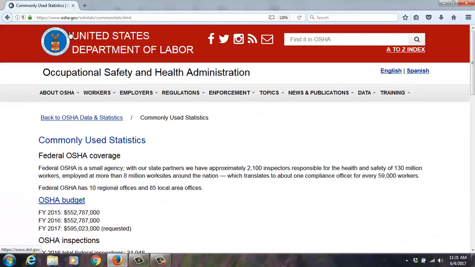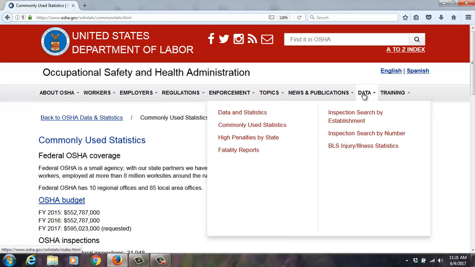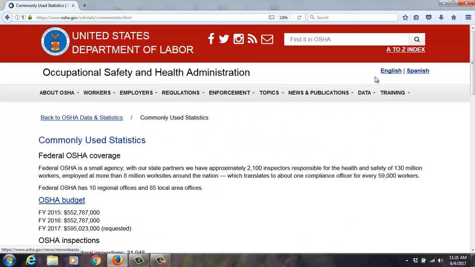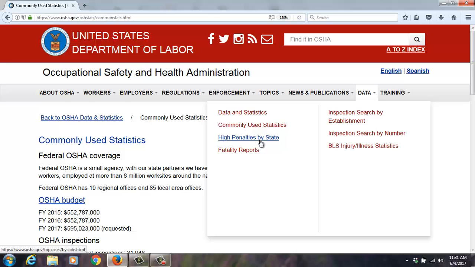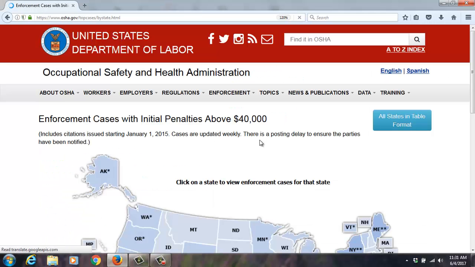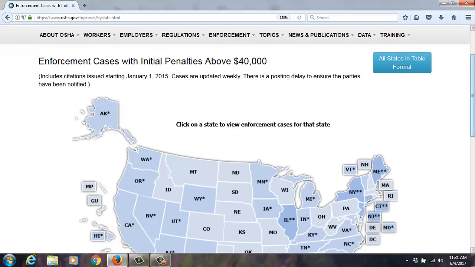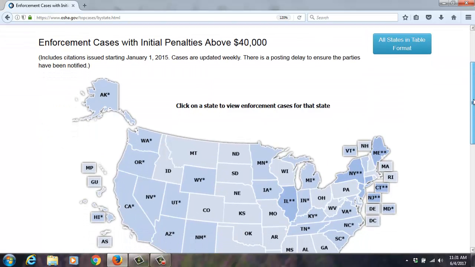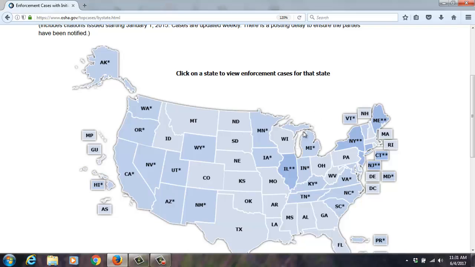Now, you may disagree with what I just said. That's fine. It's a matter of opinion. Let's look at the high penalty, because that was on the front page. I kind of like this. I'm thinking I might do some research later this summer if I have time on this. I'm going to download some of the data. So these are the enforcement cases with initial penalties above $40,000.